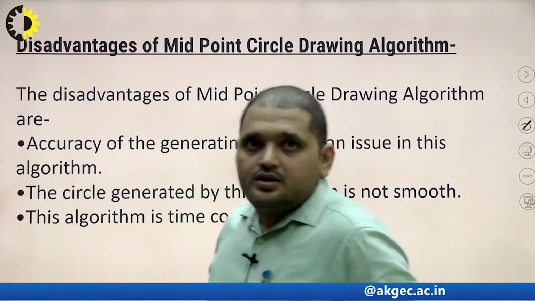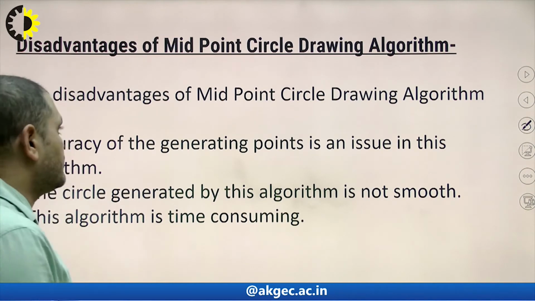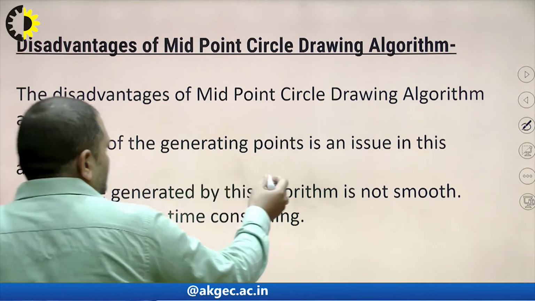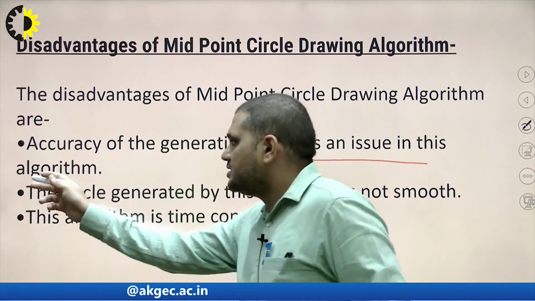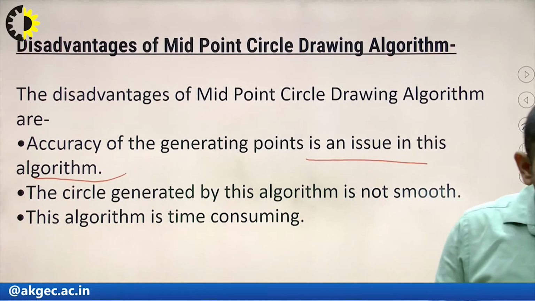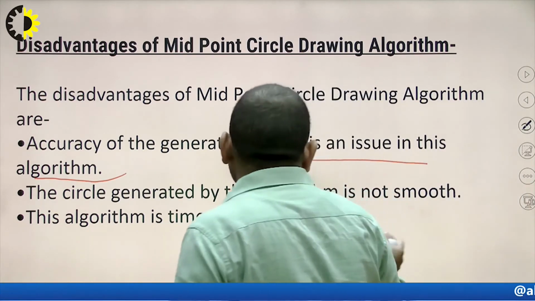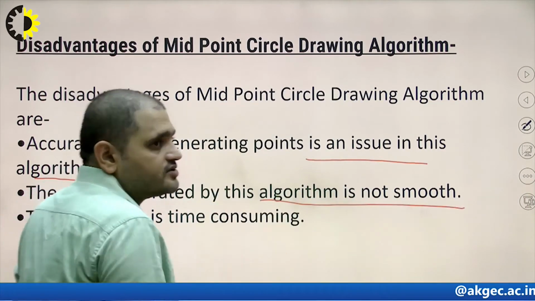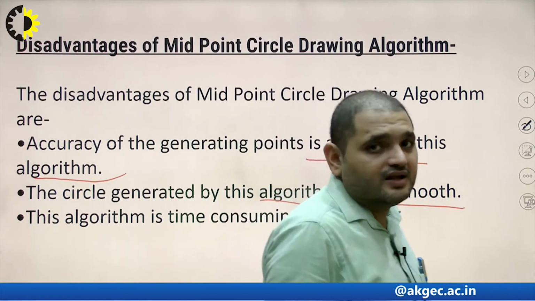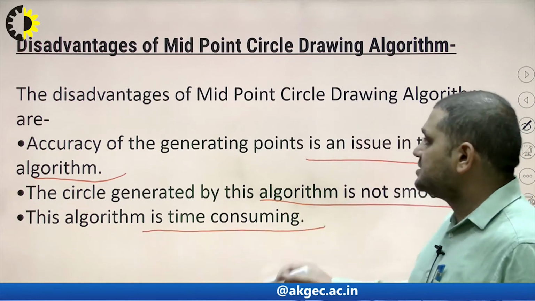Now what are the disadvantages of the midpoint circle drawing algorithm? Accuracy of the generated points is an issue in this algorithm. It is comparatively not so accurate, and obviously if it is not accurate, then the circle generated by this algorithm will not be so smooth. And this algorithm is time consuming.